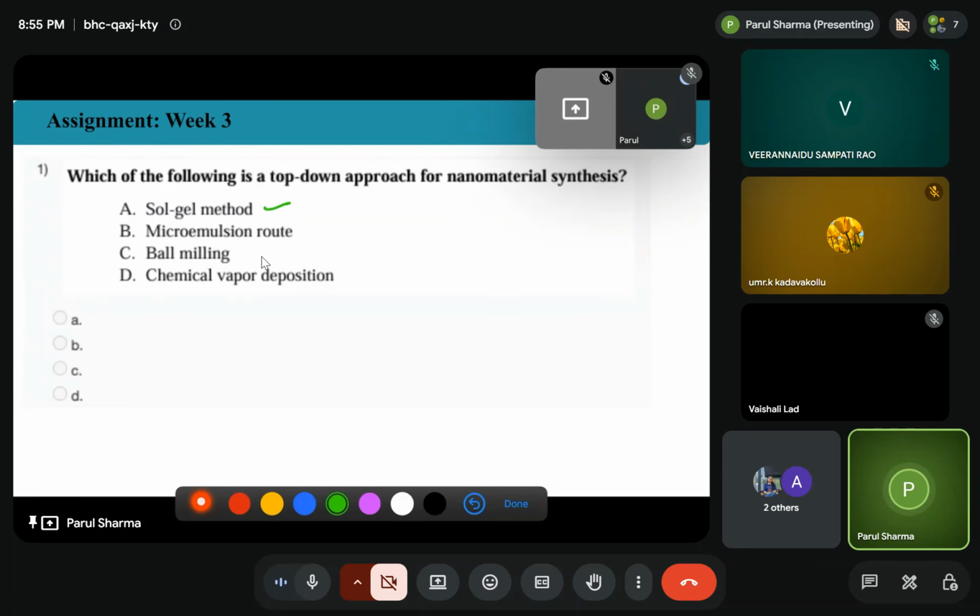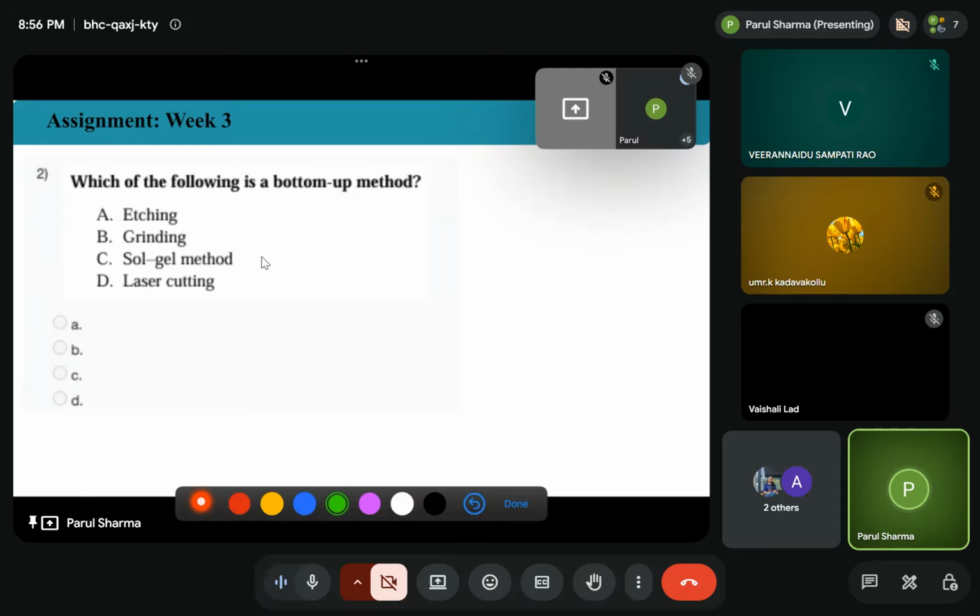So this is a bottom-up. This is also a bottom-up. In case of ball milling, we were doing the top-down approach, where we were crushing the larger particles into smaller ones, nanoparticles. Top-down. So the correct answer is C.